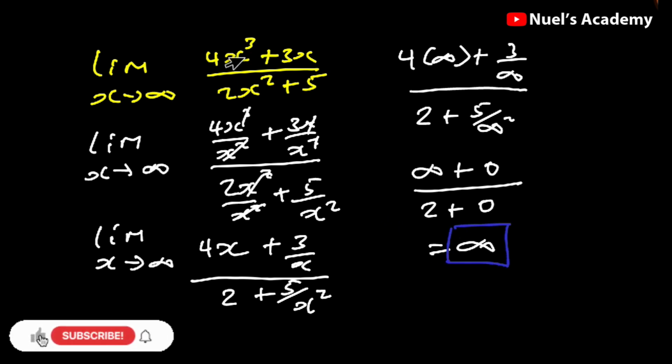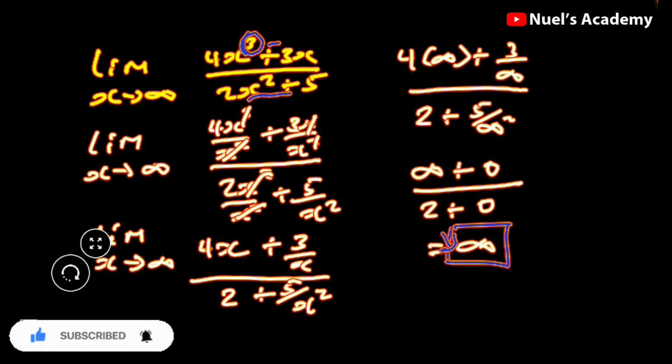Now, if you look at this question very well, you see that the numerator has the highest order, right? Or highest power exponent. So each time the highest exponent is found on the numerator, then just know that the answer will be infinity. That's if both the numerator and the denominator are polynomial expressions. So let's go ahead and solve another example on this.